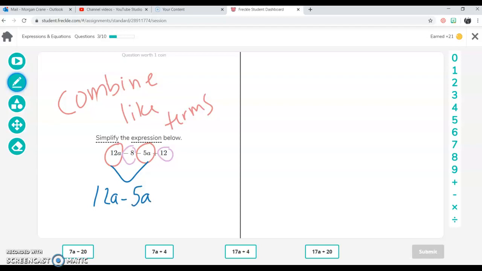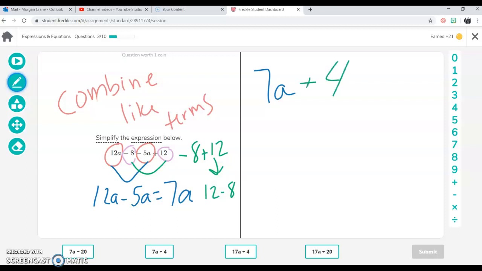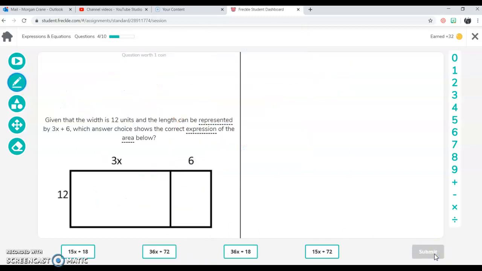Because we took that negative, we have to take that negative with it. So 12a minus 5a is 7a. So that's the first part of our problem. And then let's combine negative 8 and positive 12. So you can turn negative 8 plus 12 into 12 minus 8, which gets you 4. And that's a positive 4, so we put a plus sign, plus 4. So we have 7a plus 4. That is our new expression, okay? So that's what you're going to do for these. And hopefully this helps you out, okay guys? I'm sorry this one's kind of long, but it's a little bit difficult to explain.